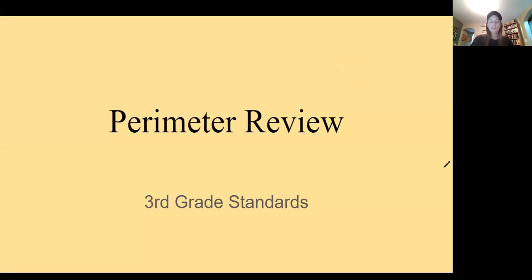All right, the next thing we're going to be talking about today is perimeter. We are going to review all the things that you were supposed to learn in 3rd grade about perimeter so that you make sure that you're ready for 4th grade. So first, let's talk about what perimeter is.